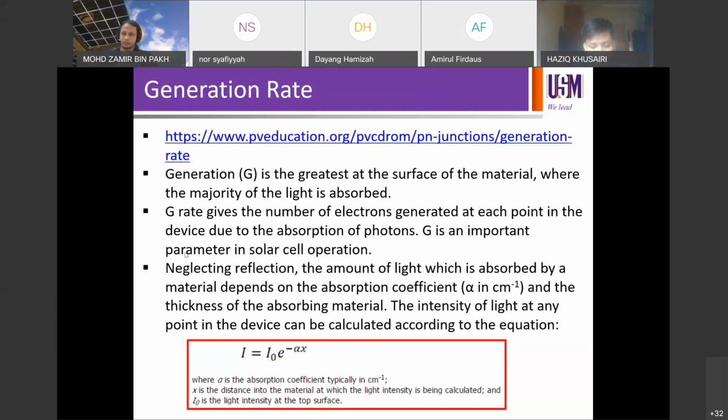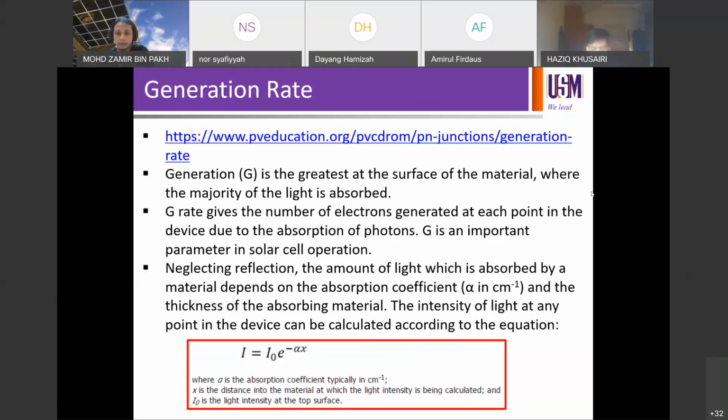And this generation is the greatest at the surface because most of the incident photons are absorbed near the surface. Okay. So the G rate, or generation rate, gives the number of electrons generated at each point in the device due to absorption of the photons. Right? Absorption of photons results in generation of electron hole pairs. If there is no absorption of photons, there will not be any generation of electron hole pairs. As simple as that. So for case number 1, there will not be any generation of electron hole pairs because photons are transparent to the material, due to the lower energy compared to the band gap.